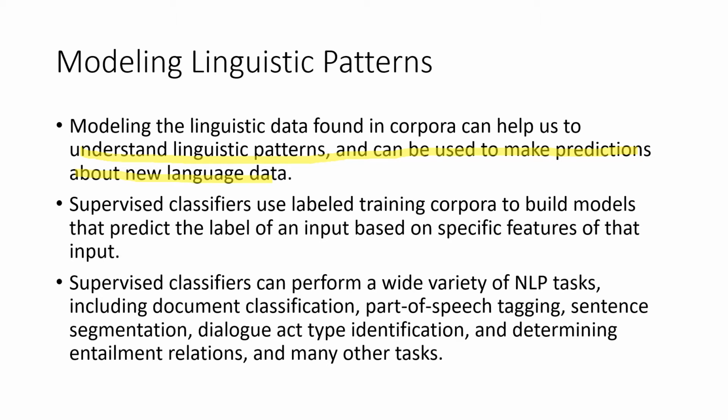These predictive models can be combined into systems that perform many useful language processing tasks, such as document classification, part-of-speech tagging, sentence segmentation, dialogue act type identification, and determining entailment relations, and many other tasks.